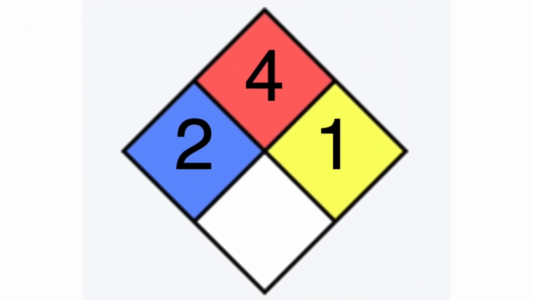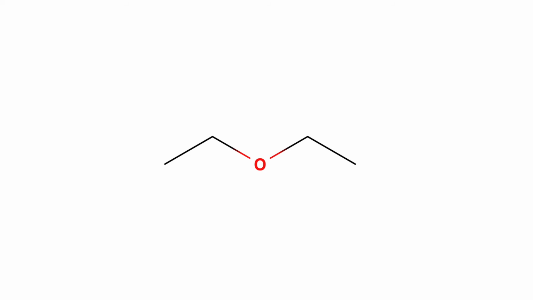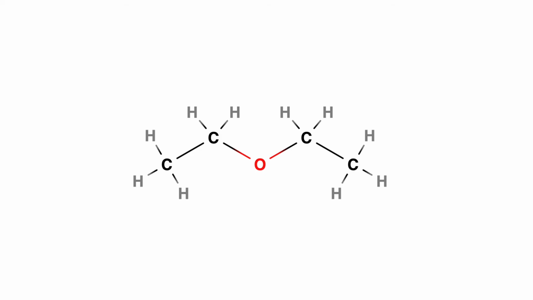The empty white diamond at the bottom tells you that there are no special considerations for diethyl ether outside of the health, flammability, and instability considerations. Let's try to visualize diethyl ether. As we saw, the skeletal structure looks like this, and each of the kinks in those lines, the ends of those lines, represents a carbon with hydrogens on it.